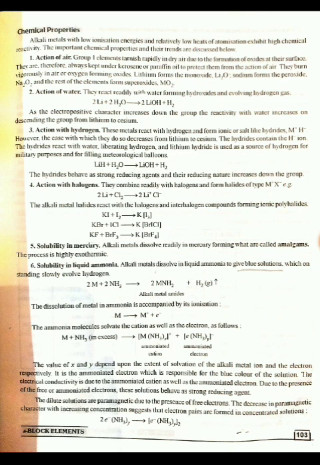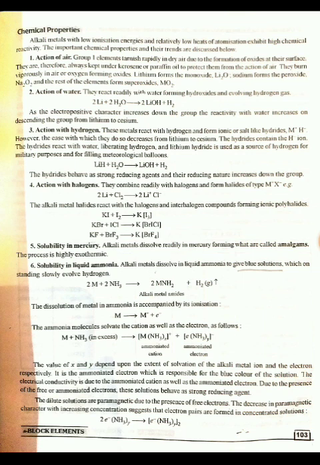Fourth, action with halogens. They combine readily with halogens and form halides of type M+X-. Example, 2Li plus Cl2 gives 2Li+Cl-. The alkali metal halides react with the halogens and interhalogen compounds forming ionic polyhalides. Fifth, solubility in mercury. Alkali metals dissolve readily in mercury forming what are called amalgams. The process is highly exothermic.